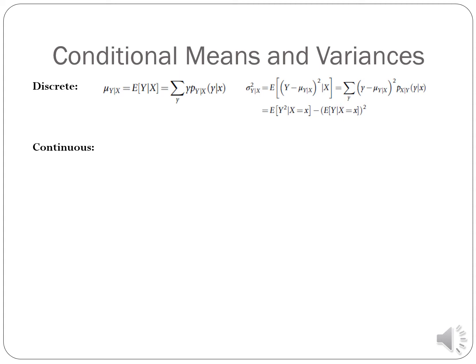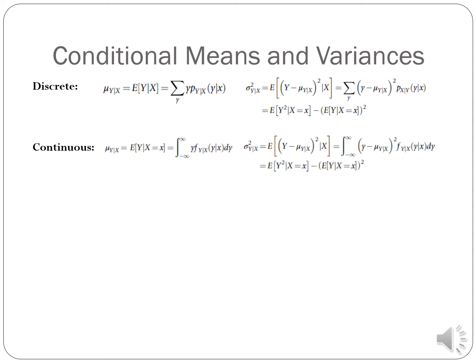Now, for a continuous random variable, the formula is the same, except that we are using PDF instead of PMF. So this is the same old formula from chapter 3, y into probability of y with a given condition of x, and the same is for variance.